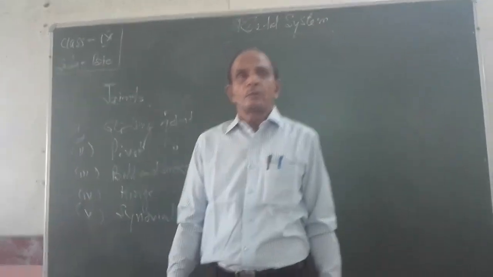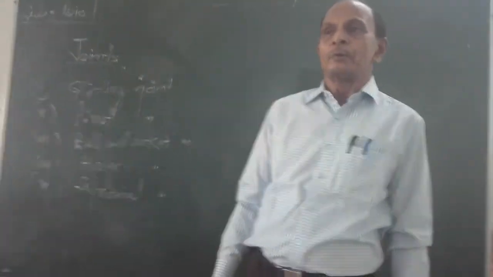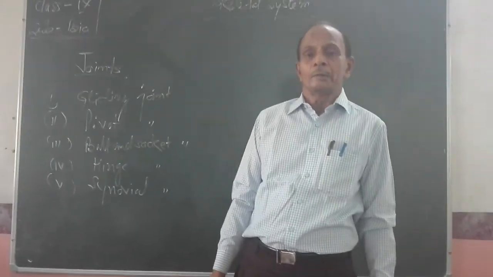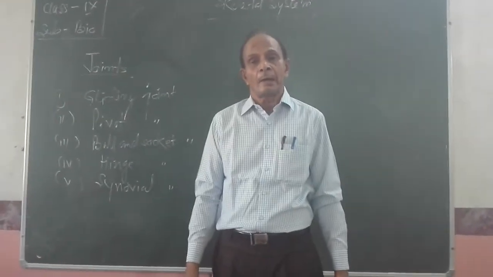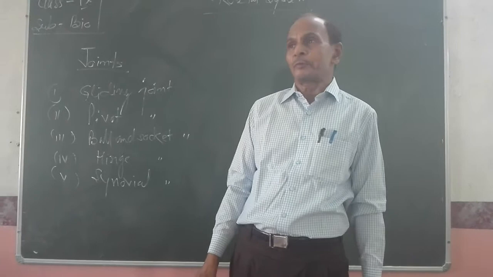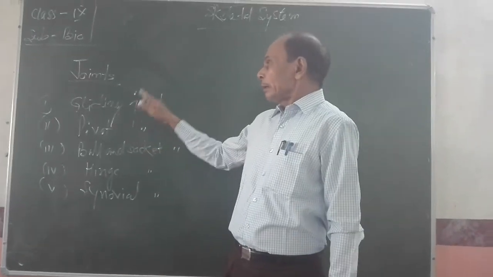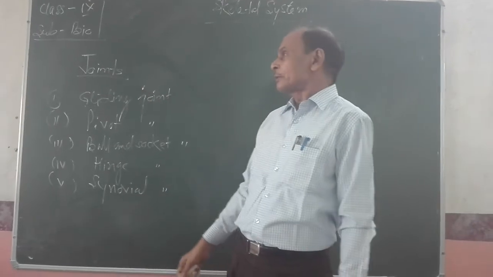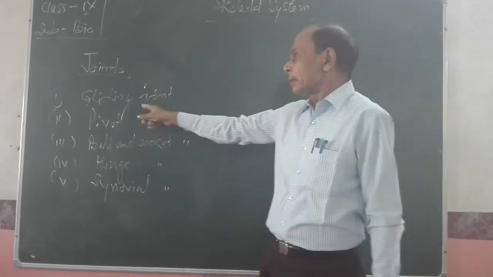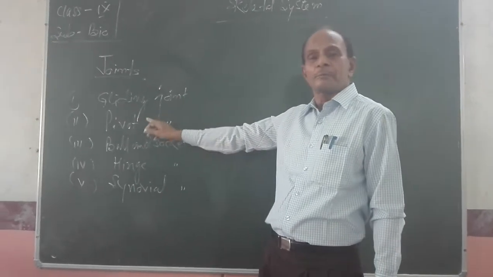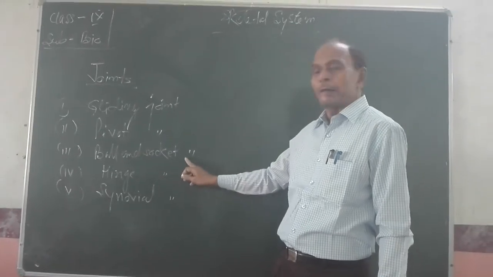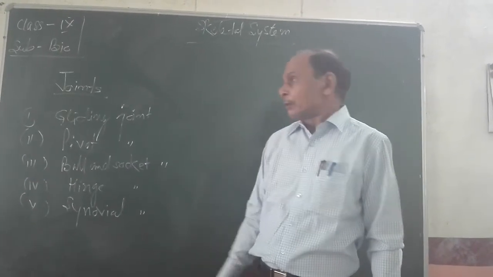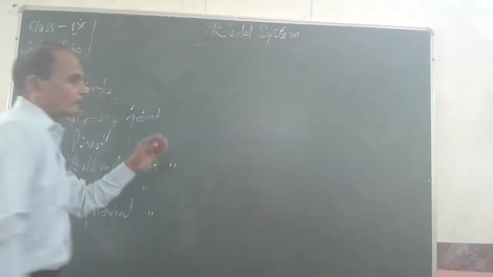In the previous video, we had studied about types of joint on the basis of angle of movement of joint bones. Now, again we are going to divide the movable joints into different categories, and these different categories are gliding joint, pivot joint, ball and socket, hinge, and synovial joints. Now, first one is gliding joint.